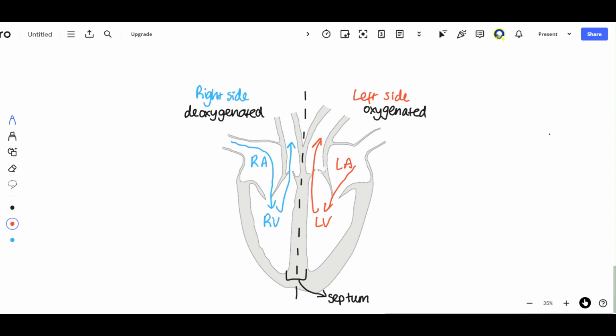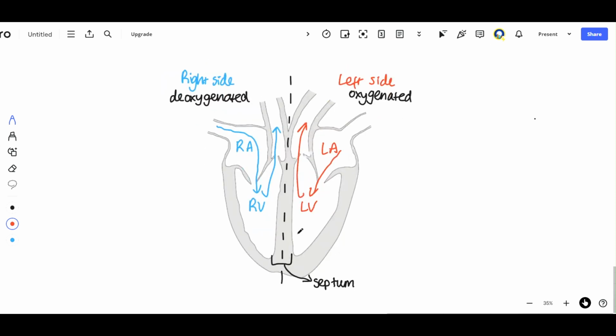In this video, I'm going to be talking you through the structures of the heart and labeling the heart. So what I do suggest is that you get a pencil and a piece of paper and sketch it out like this. Sketch out the heart and try your best to follow along and label as we go through the video, and this will definitely help you with remembering the structures of the heart.